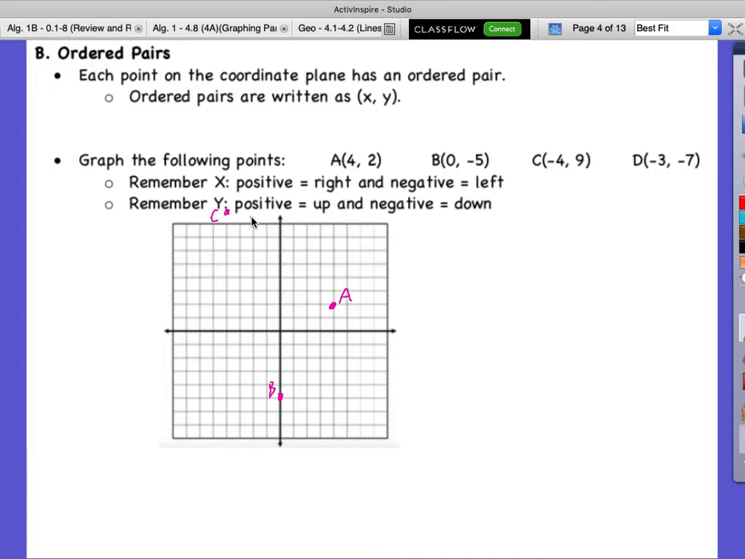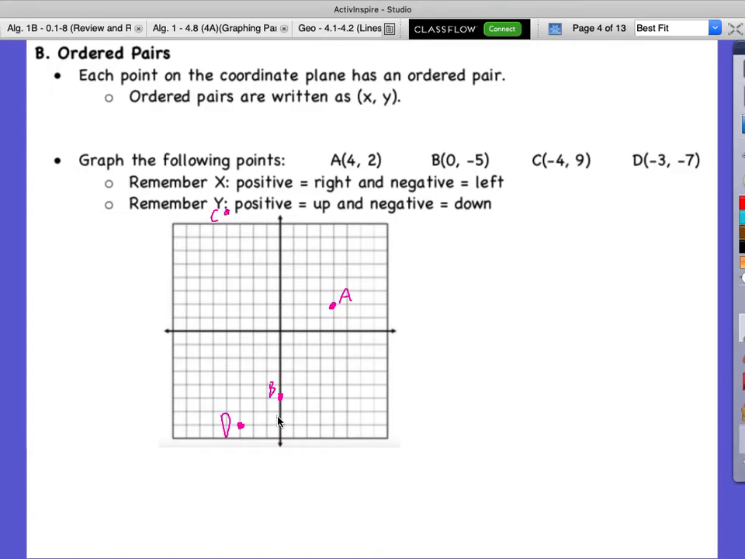Yep. Okay. And then Anthony, where do we go for negative 3, comma negative 7, point D? Oh, left 3. Yep. Left 3, and then you go negative 7 on here. You can label that as D. Okay. Very good. Questions on that?